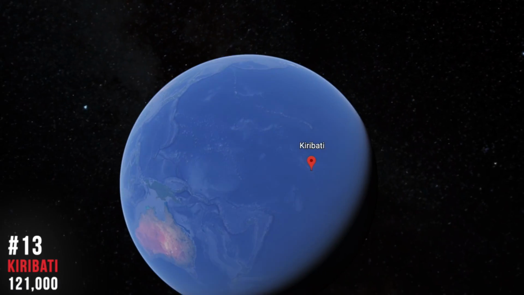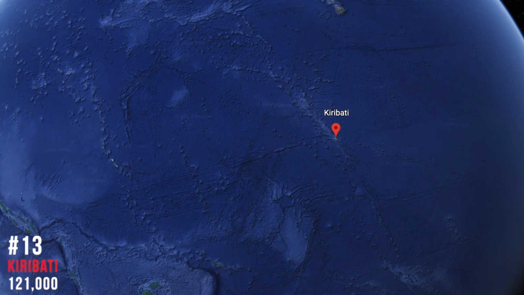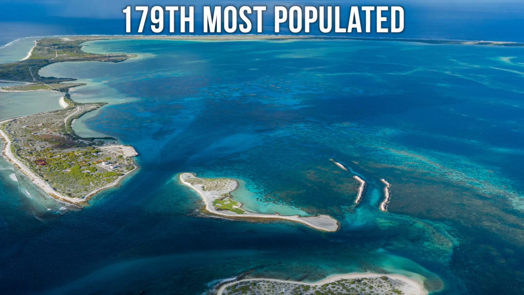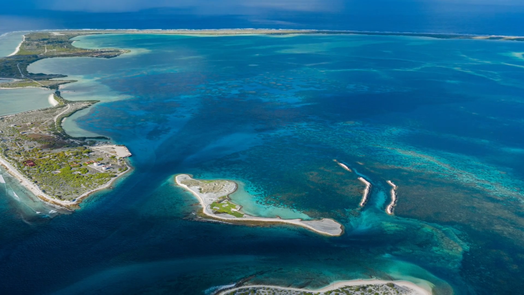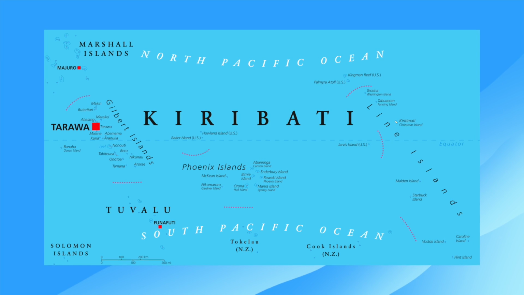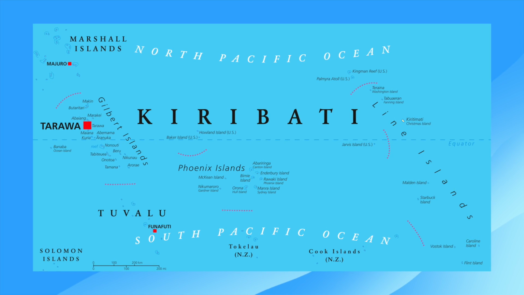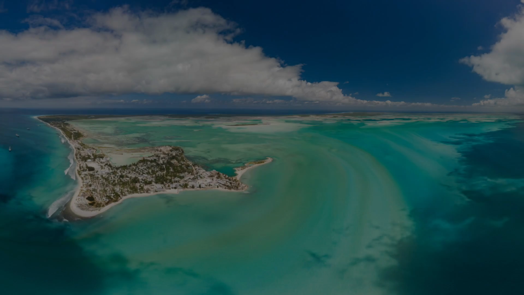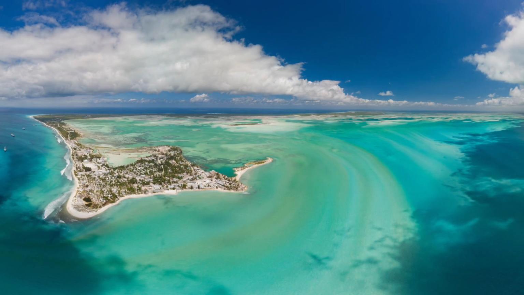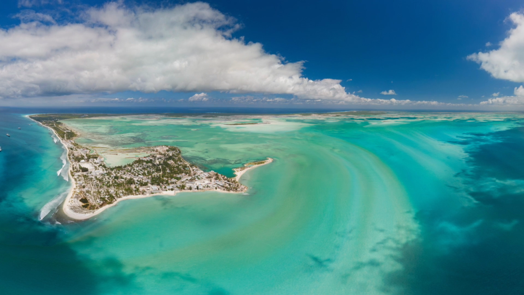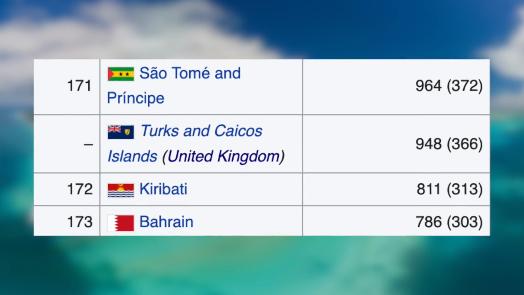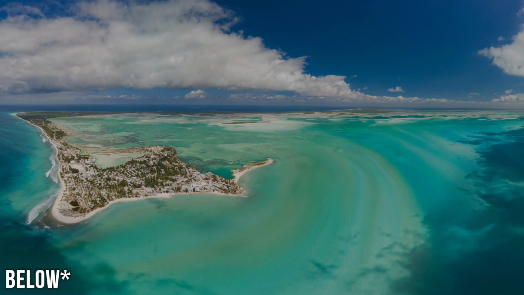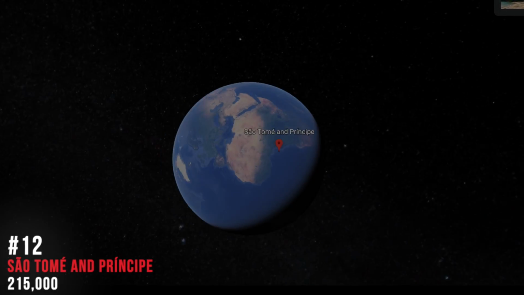Kiribati, 121,000. Kiribati is the 179th most populated country in the world. Kiribati is a very remote country located in the Central Pacific and, amazingly, actually spanning across all 4 hemispheres. Kiribati isn't just the equatorial country with the lowest population, it is also the smallest by area, at just 811 kilometers squared, placing it just one place above the next country on our list, which is number 12, Sao Tome and Principe.